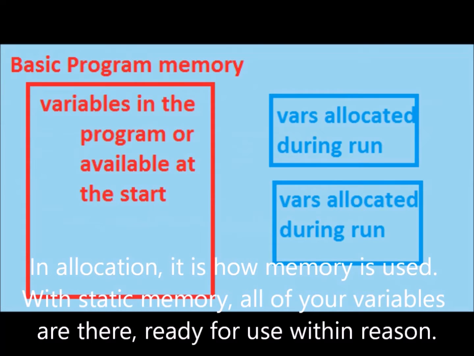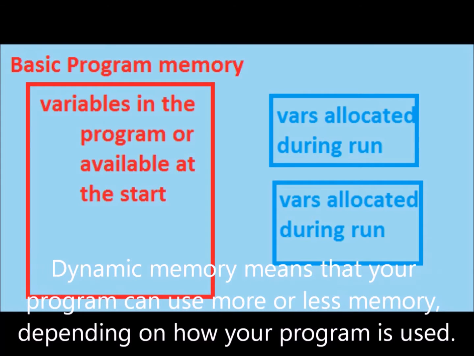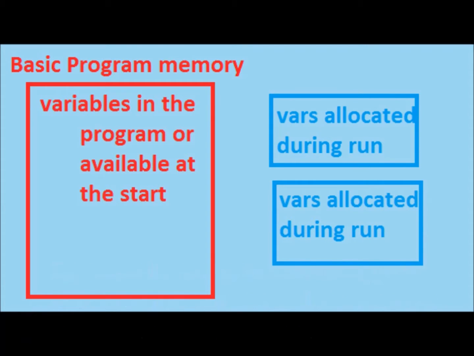In allocation, it is how memory is used. With static memory, all of your variables are there, ready for use within reason. Dynamic memory means that your program can use more or less memory depending on how your program is.